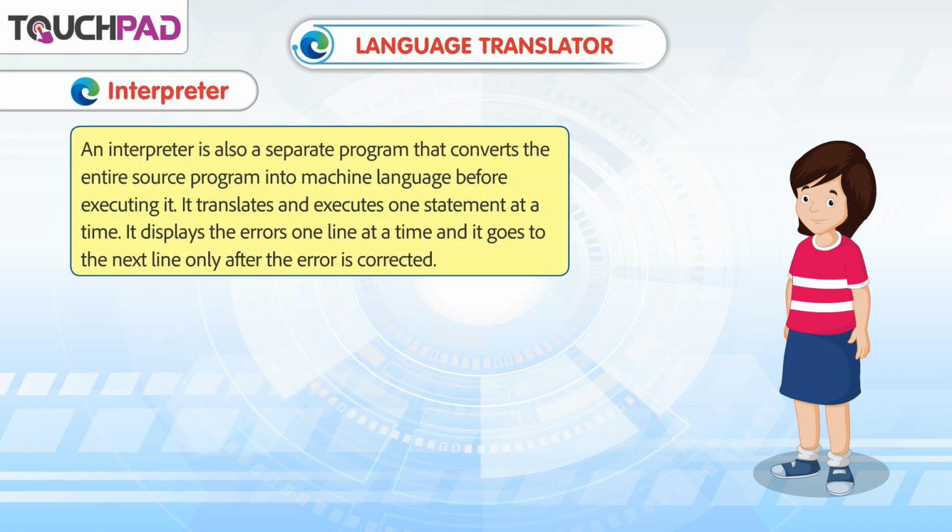Interpreter. An interpreter is also a separate program that converts the entire source program into machine language before executing it. It translates and executes one statement at a time. It displays the errors one line at a time and goes to the next line only after the error is corrected.